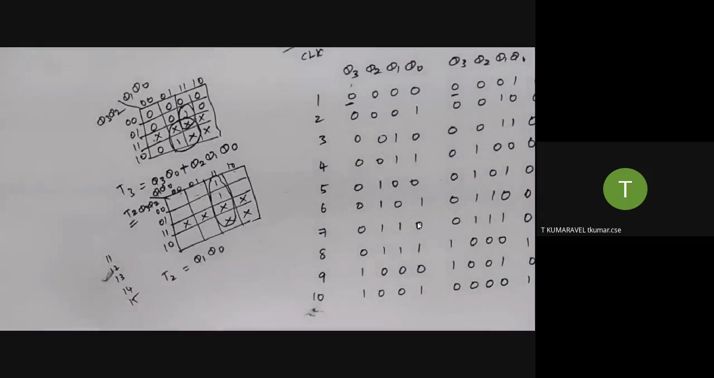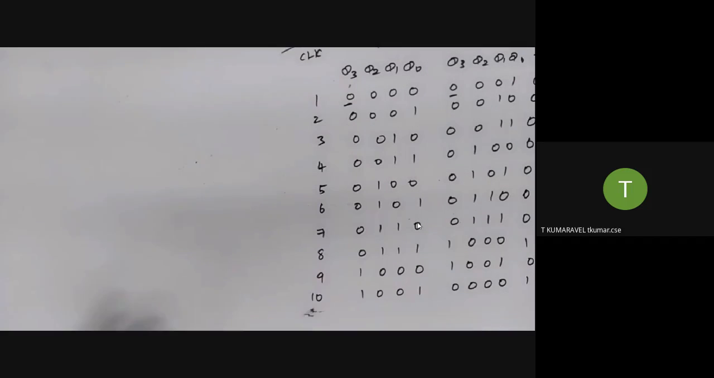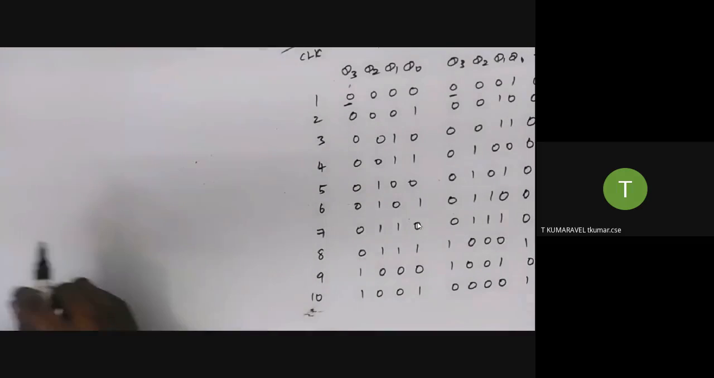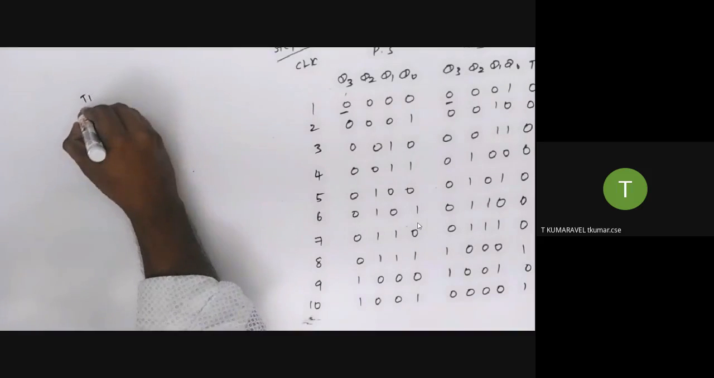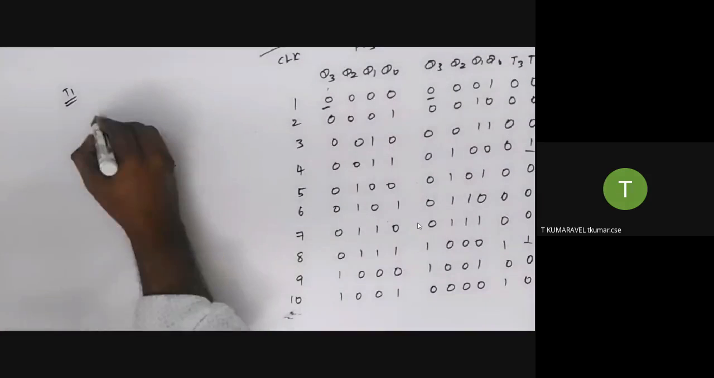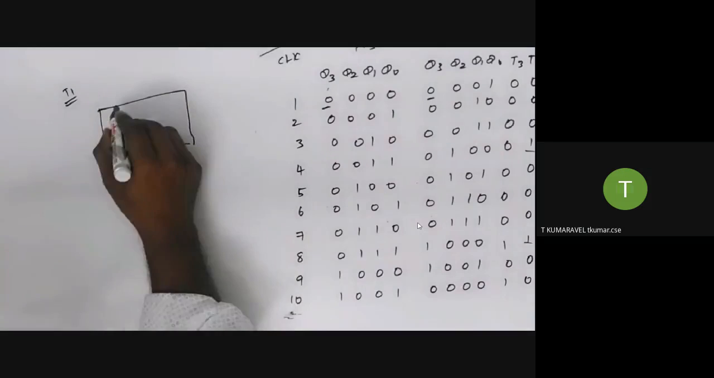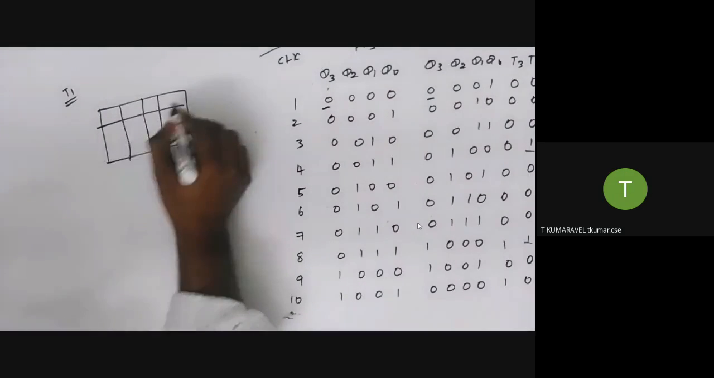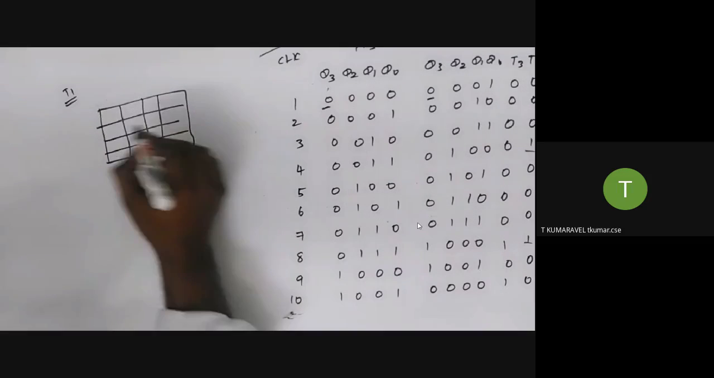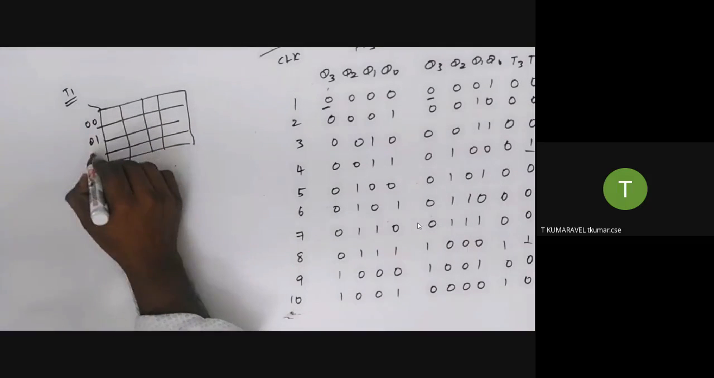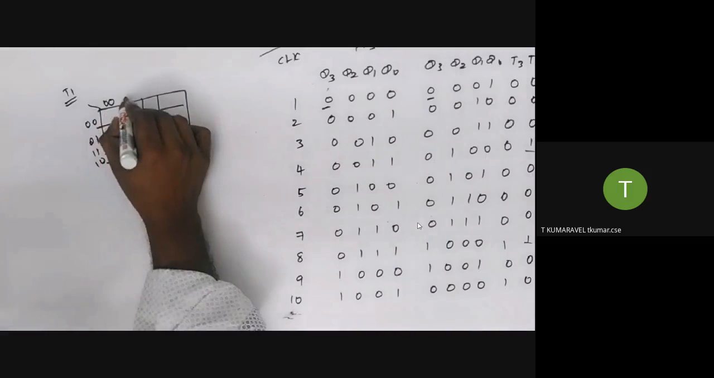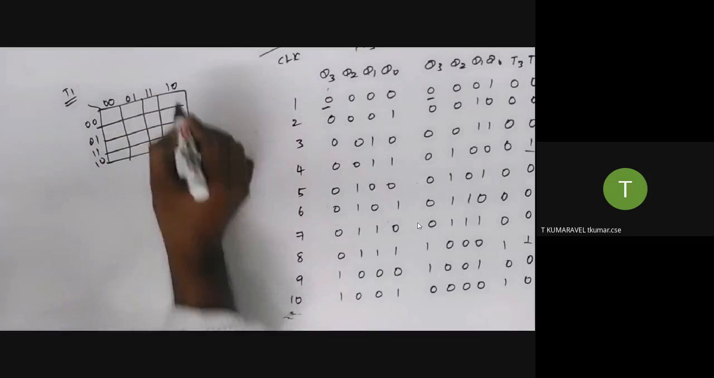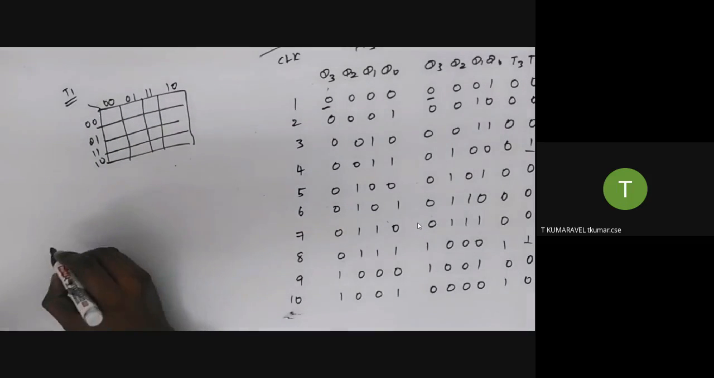Next combination. So what is the next combination? P2, P1. Okay, what are the places where the output value equals 1? You take the respective input values. Go to T1, and consider the places where the output value equals 1. You take the respective input values and fill them into the table.